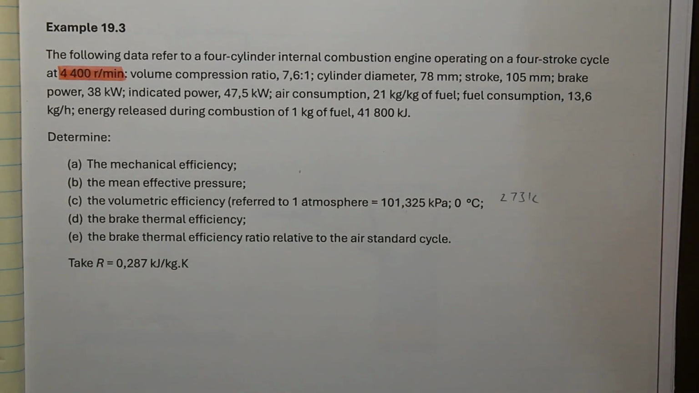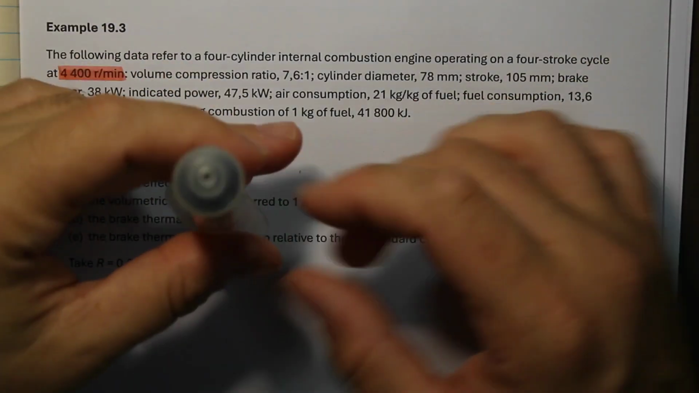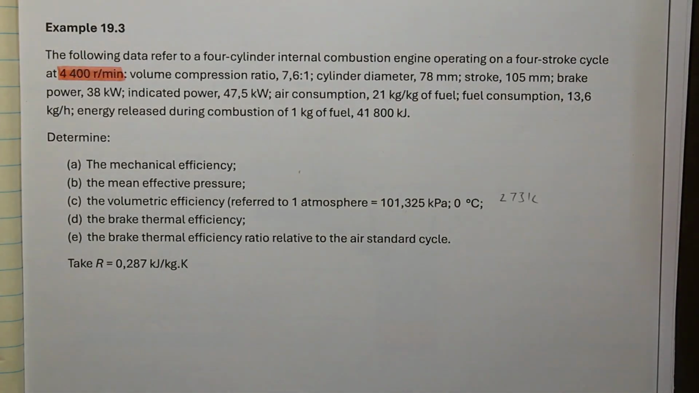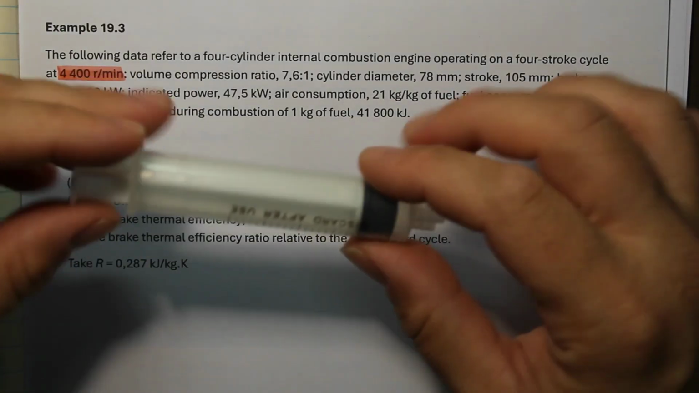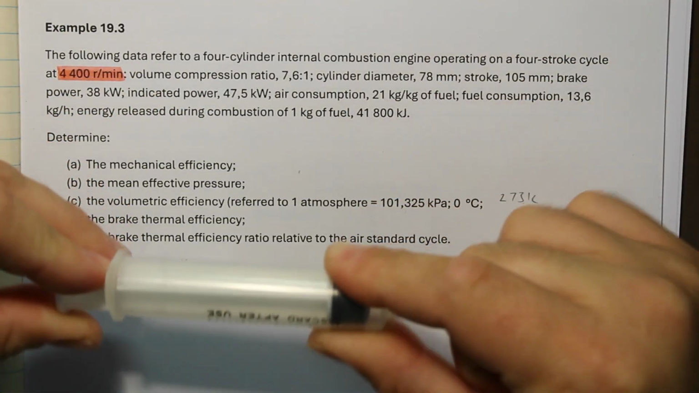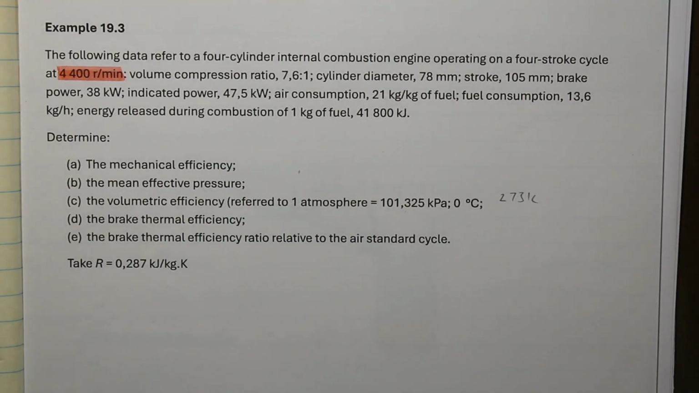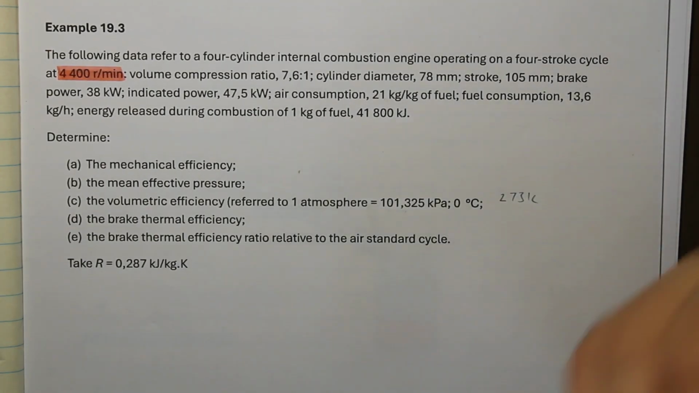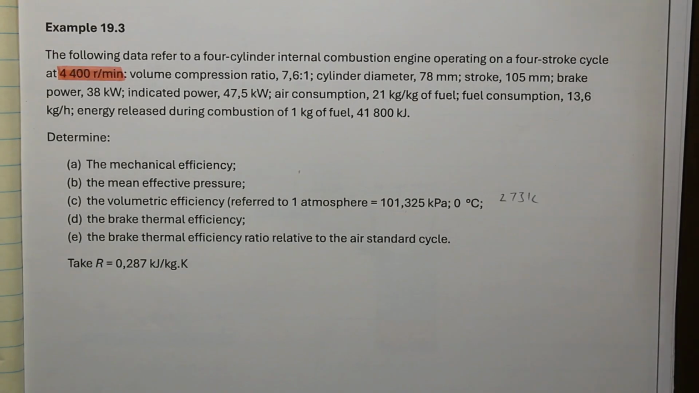Then it says the diameter of the cylinder is 78 millimeters, and the stroke, which is the distance that the piston moves, is 105 millimeters. The brake power is 38 kilowatts. The indicated power is 47.5 kilowatts. And the air consumption is 21 kilograms, so this engine sucks in 21 kilograms of air from the atmosphere for every kilogram of fuel that is burnt.